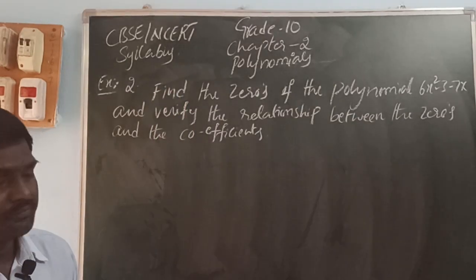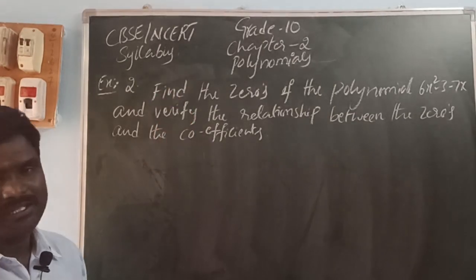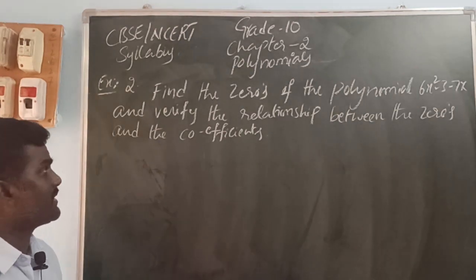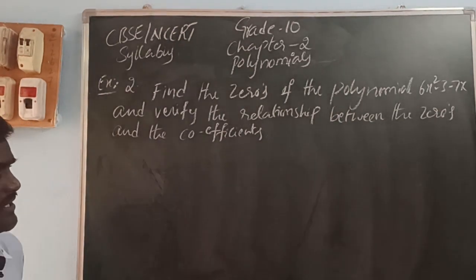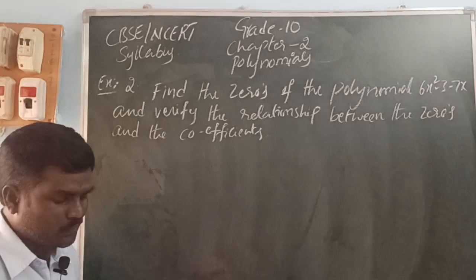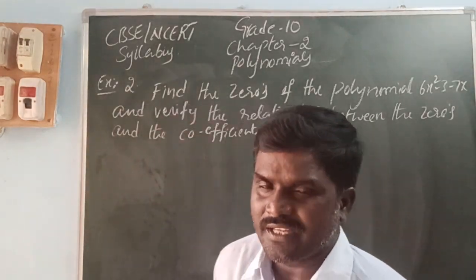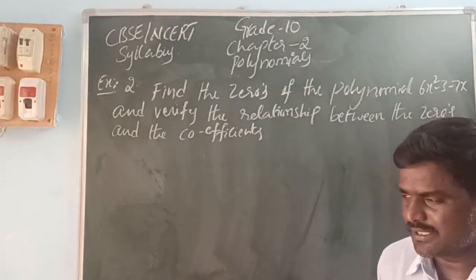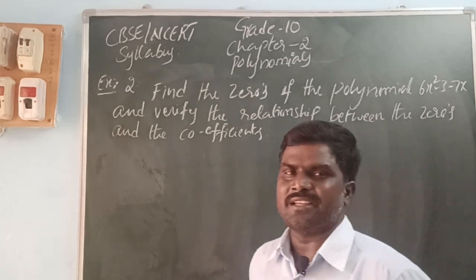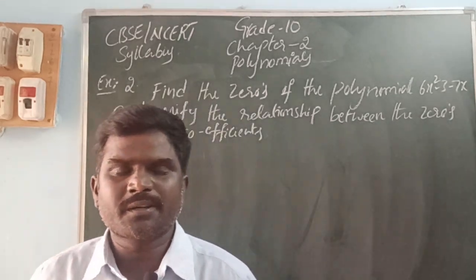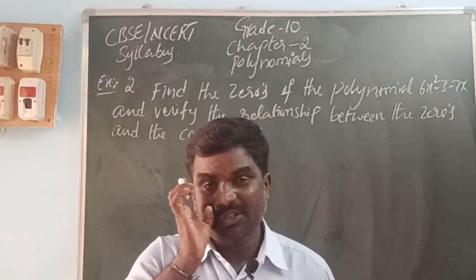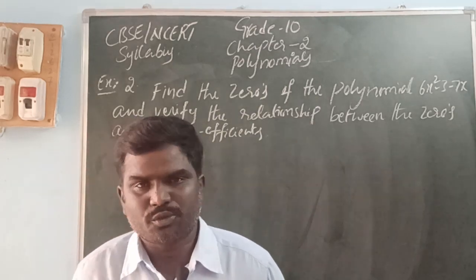Next, example 2. Find the zeros of the polynomial 6x square minus 3 minus 7x and verify the relationship between the zeros and the coefficients. So here, verify the relation between zeros and coefficients. First, the given polynomial is a quadratic polynomial. For a quadratic polynomial, how many zeros are there? 2 zeros. Its degree is 2, so we can get 2 zeros.